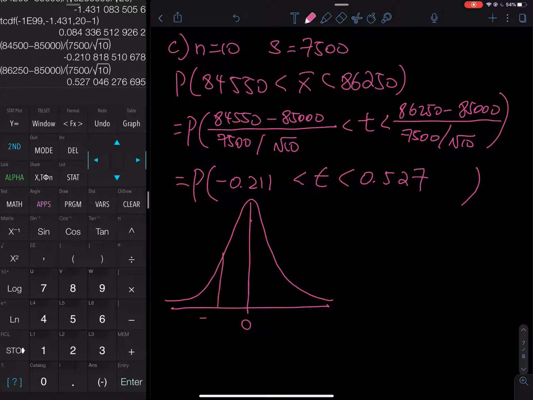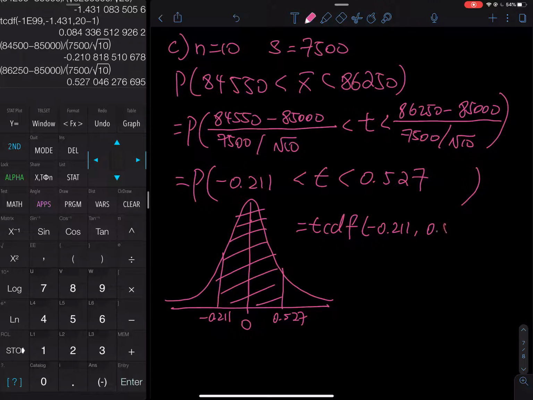And then the t curve is, we just use a bell curve, we have a 0 right in the middle, so negative 0.211, positive 0.527. This is the area that we are looking for, so that is a TCDF from negative 0.211 to positive 0.527. The degree of freedom is 10 minus 1. All right, so we go to second VARS and then TCDF. We do negative 0.211 to positive 0.527. The degree of freedom is 10 minus 1.